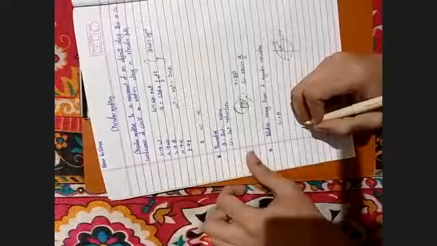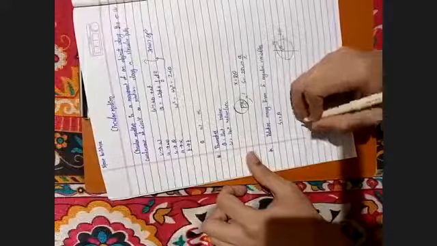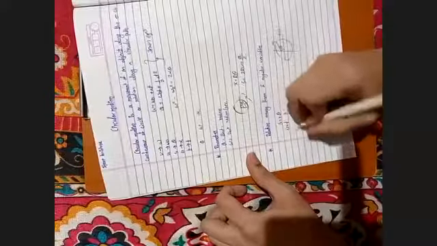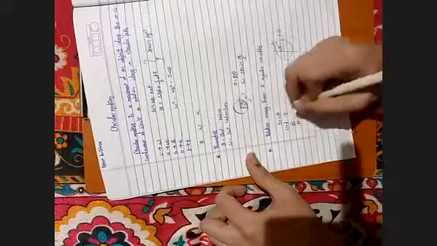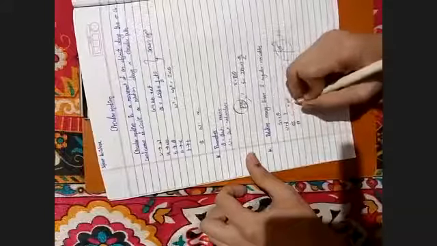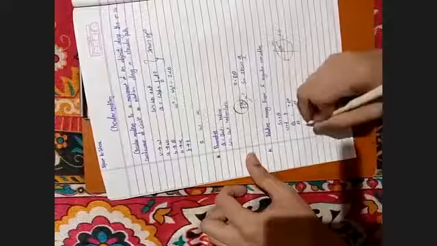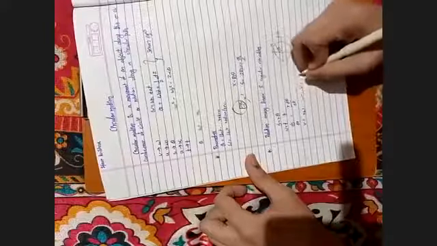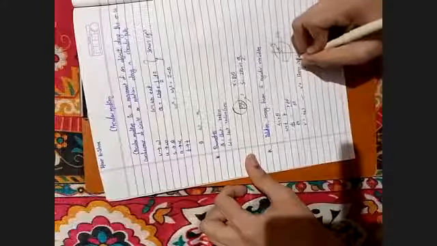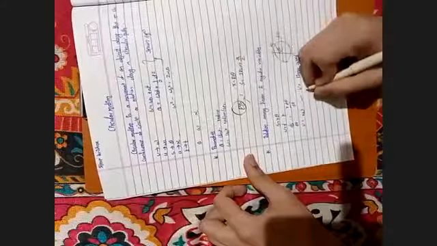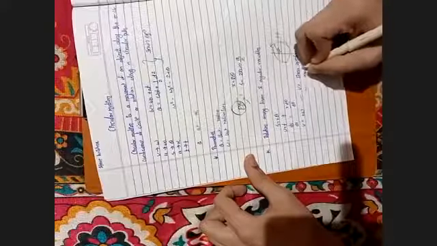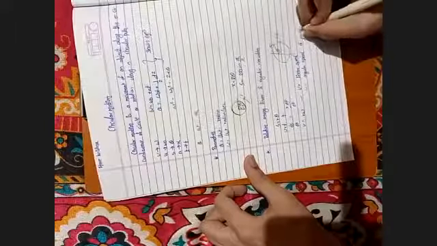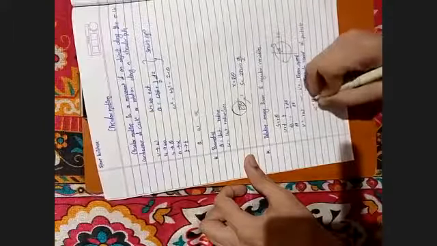Differentiating with respect to time t, we will be getting ds upon dt is equal to r d theta upon dt, that is v is equal to r omega. Here v is linear speed and omega is angular speed of the particle. So it is v is equal to r omega.